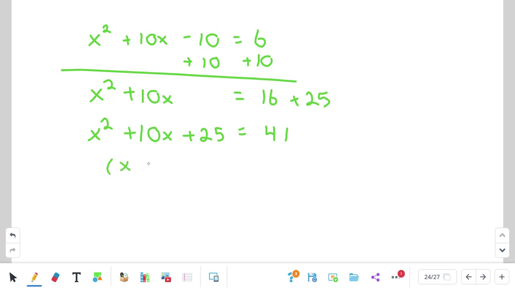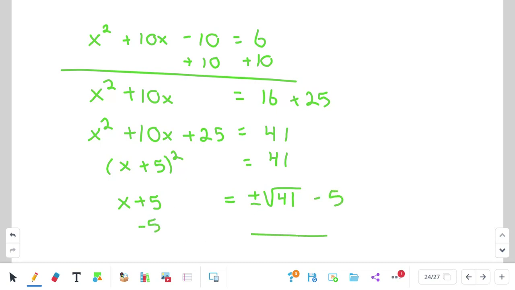I'm going to write this as a squared binomial, just like I did before. I still have a 41 here, and now I can solve this exactly like I used to. Square root both sides. 41 doesn't square nicely, so I'll just leave it in a square root sign there. Don't forget your plus or minus, and then subtract 5 from each side. Minus 5, minus 5, and so here's my answer.